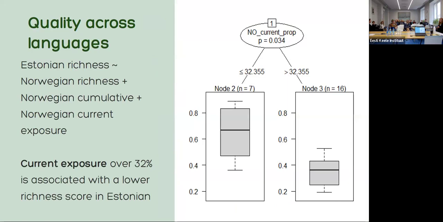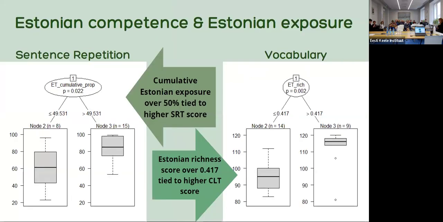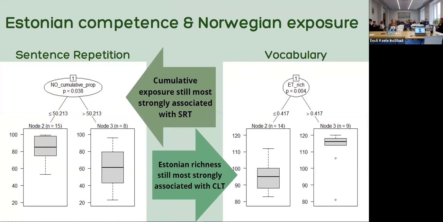And when we add Norwegian exposure measures to the model explaining Estonian richness, still current exposure is the strongest predictor for that. So speaking about language competence and exposure, we see that cumulative Estonian exposure is a predictor that is strongest for sentence repetition, while for the vocabulary task, it is Estonian richness score. And if we add Norwegian measures to the mix, the significance doesn't really change. Still, cumulative exposure is the thing that affects sentence repetition most strongly, while Estonian richness is still the one that affects vocabulary most significantly.